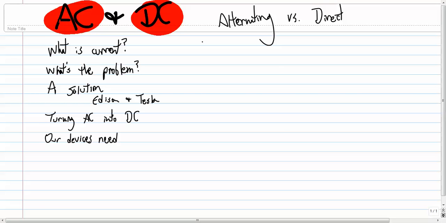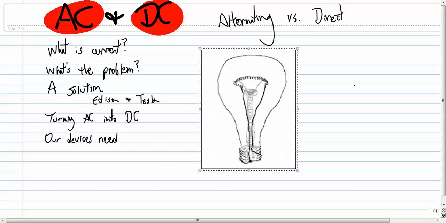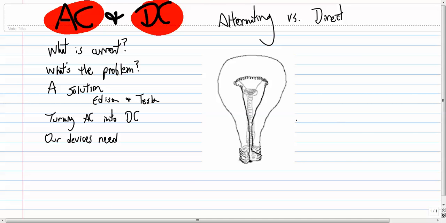To explain the difference between the two, I think I'm going to use a light bulb. So this light bulb has two electrical connections. One wire hooks on the bottom here and one wire hooks on the side. Whether you're talking about old school incandescent light bulbs like this one on the screen, or LED bulbs, or computers or dishwashers, they're going to have two wires coming in and out. So this example works as well as any.